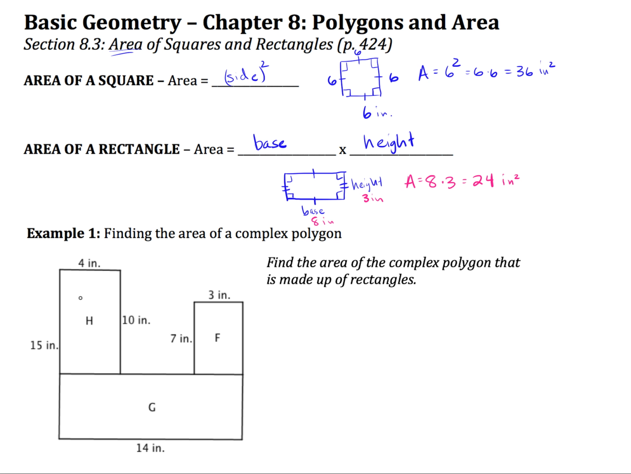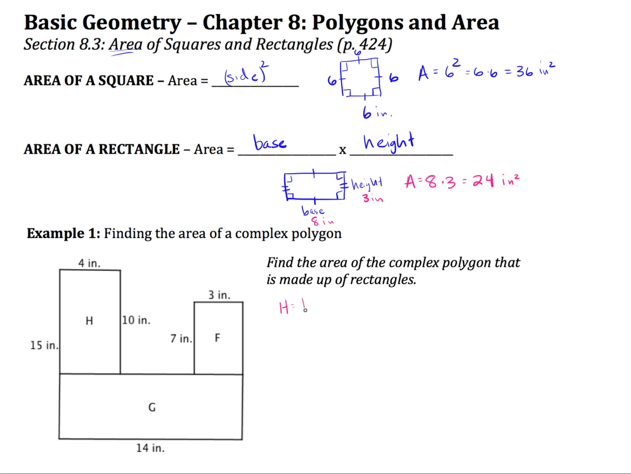And so we have to find the area of this entire figure. In other words, how much stuff would it take to cover this entire figure? The way we're going to do this is we're going to find the area of each individual rectangle, and then we're going to add those areas together. So let's start by finding the area of rectangle H.